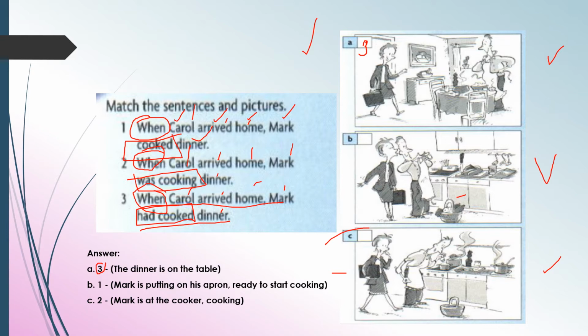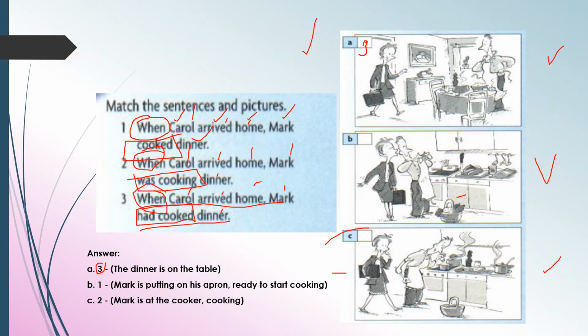So if it is that, then why are you using cooked? Yes, both of the actions happened before. Carol arrived home, Mark cooked dinner. But when we are looking at this picture, that means in that time, for example, we are talking about yesterday, Carol arrived home, and when Carol arrived home, she saw Mark was preparing the dinner, cooking the dinner. Mark didn't start, but started later and completed also.